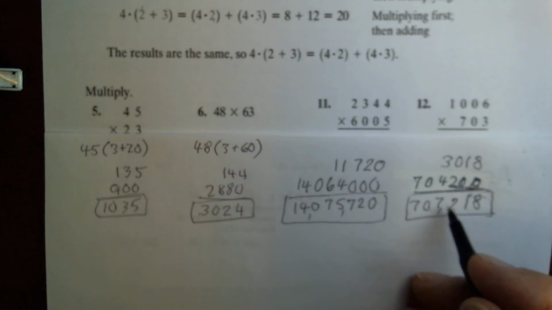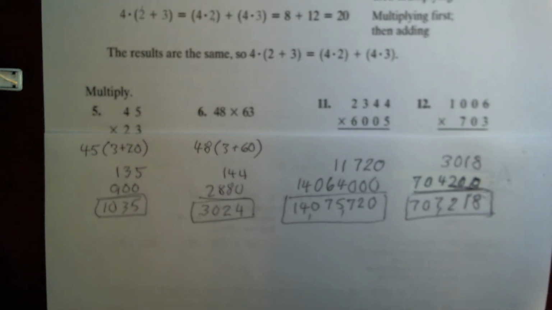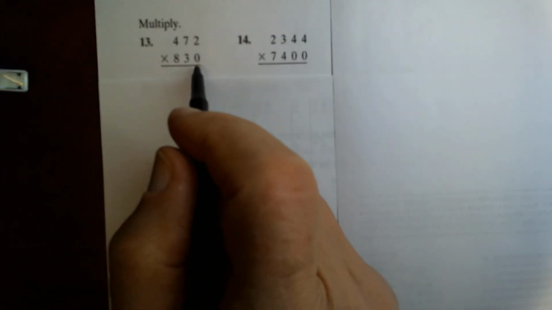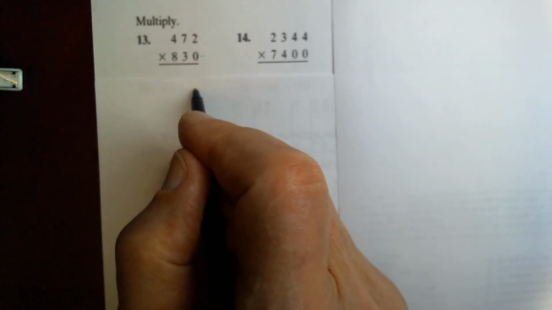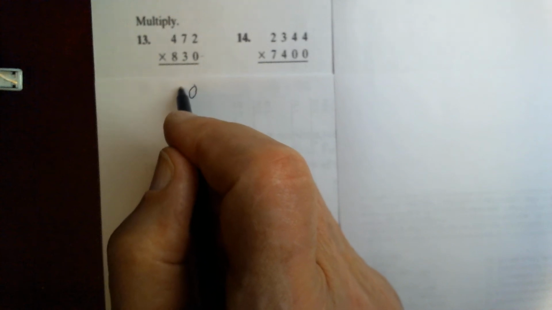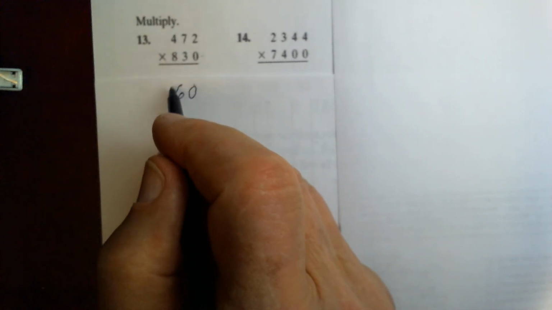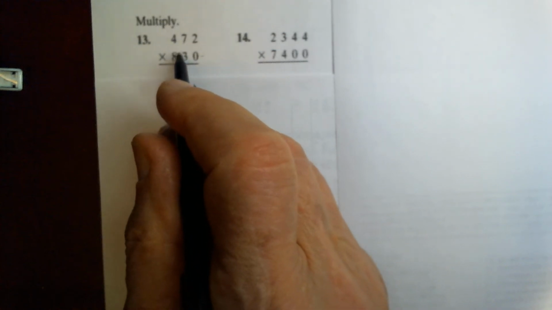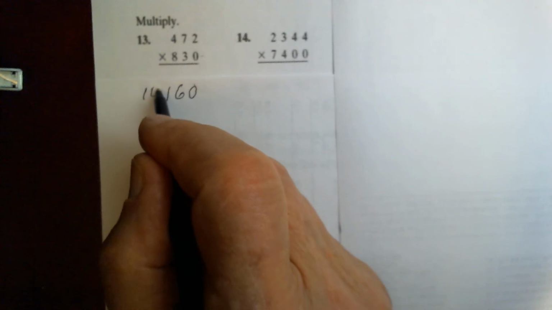So the product is 707,218. For number 13, we multiply 0 times 472, which is 0. And then 3 times 472 would be 6. And 3 times 7 is 21, carry a 2. And 3 times 4 is 12, plus a carry of 2 makes it a 14.